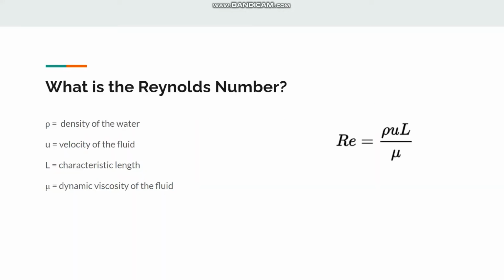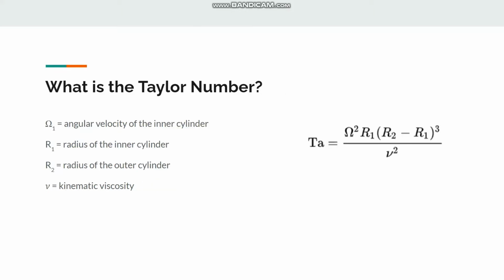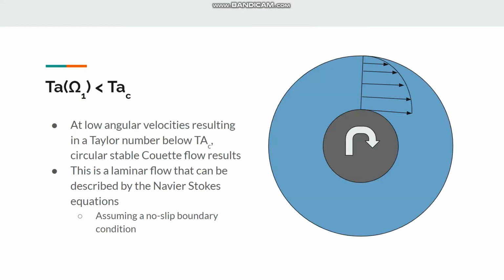The Reynolds number is a dimensionless value that characterizes the inertial properties of a fluid. It is a good indication of the turbulence of a fluid flow. Next up is the Taylor number, which is another dimensionless quantity characterizing the inertial forces due to rotation in the fluid. In our project, we are seeing how this value is affected by varying angular velocities.